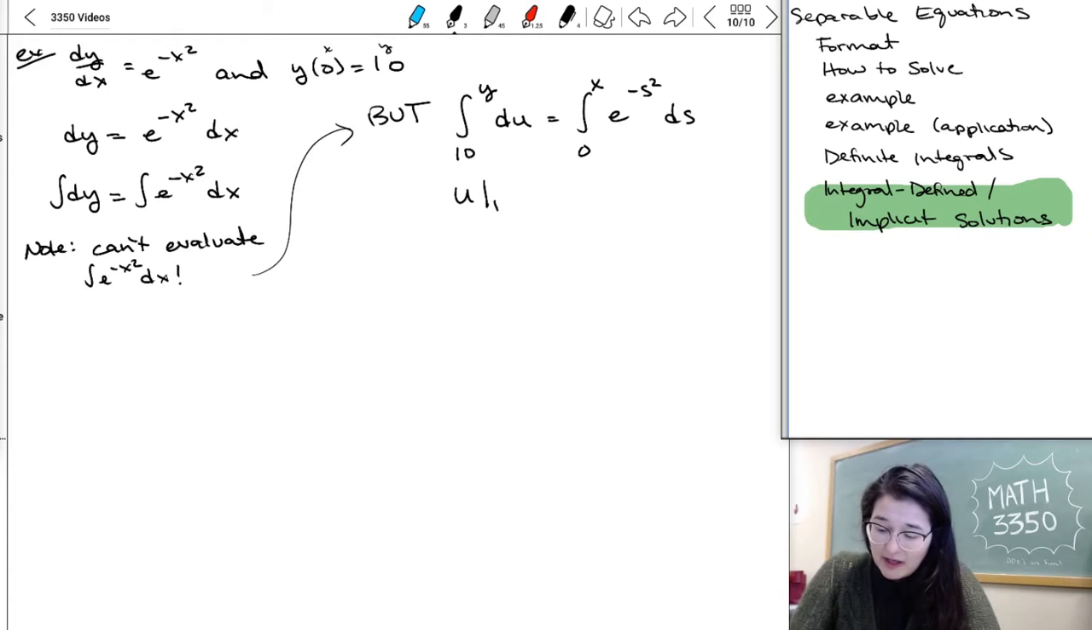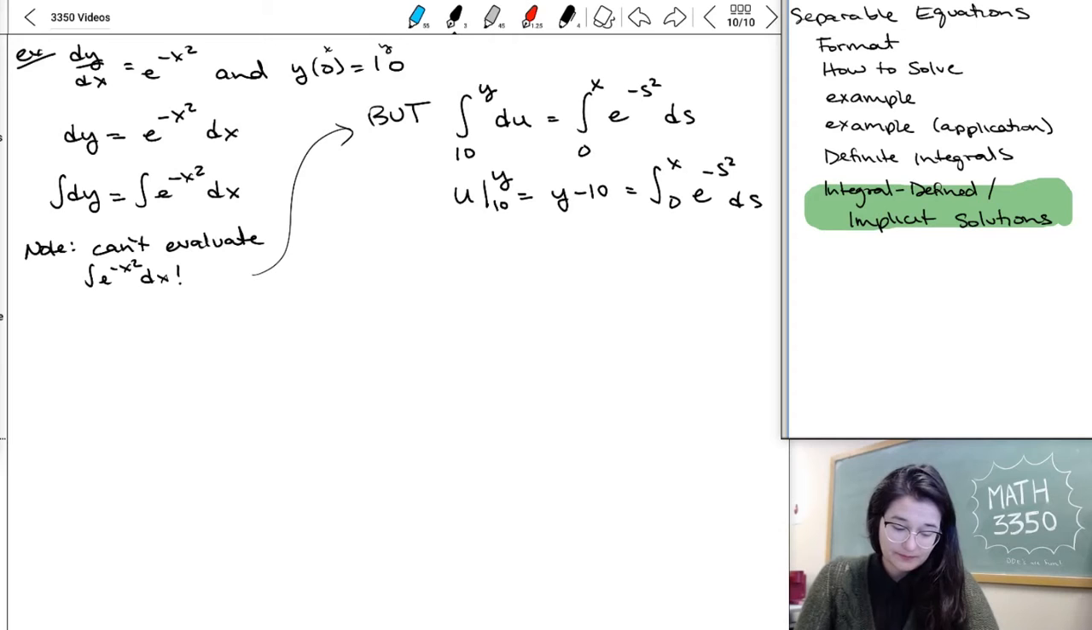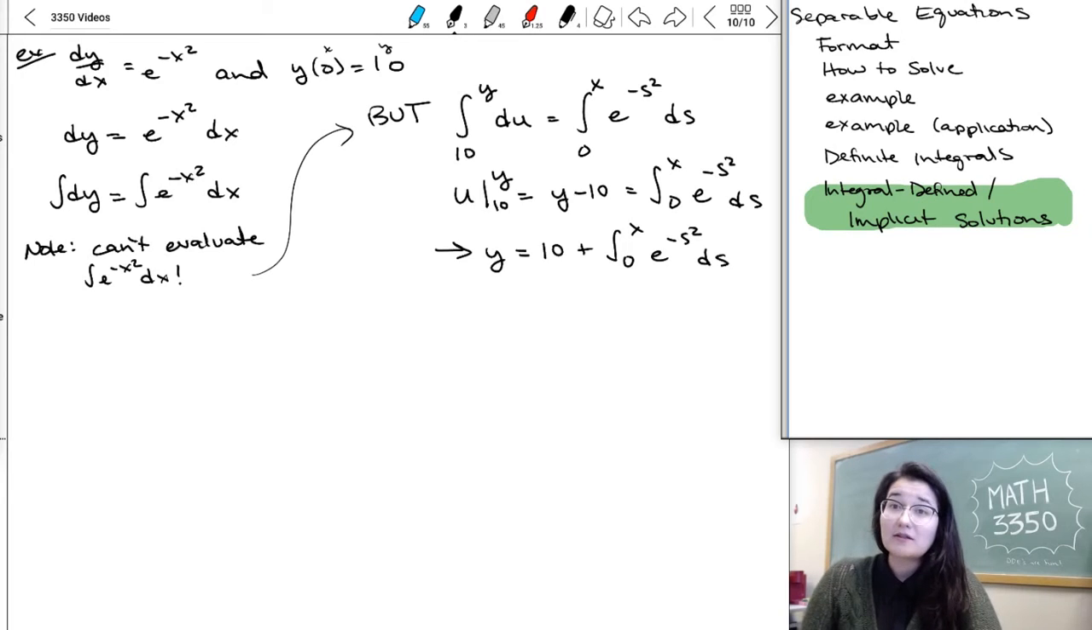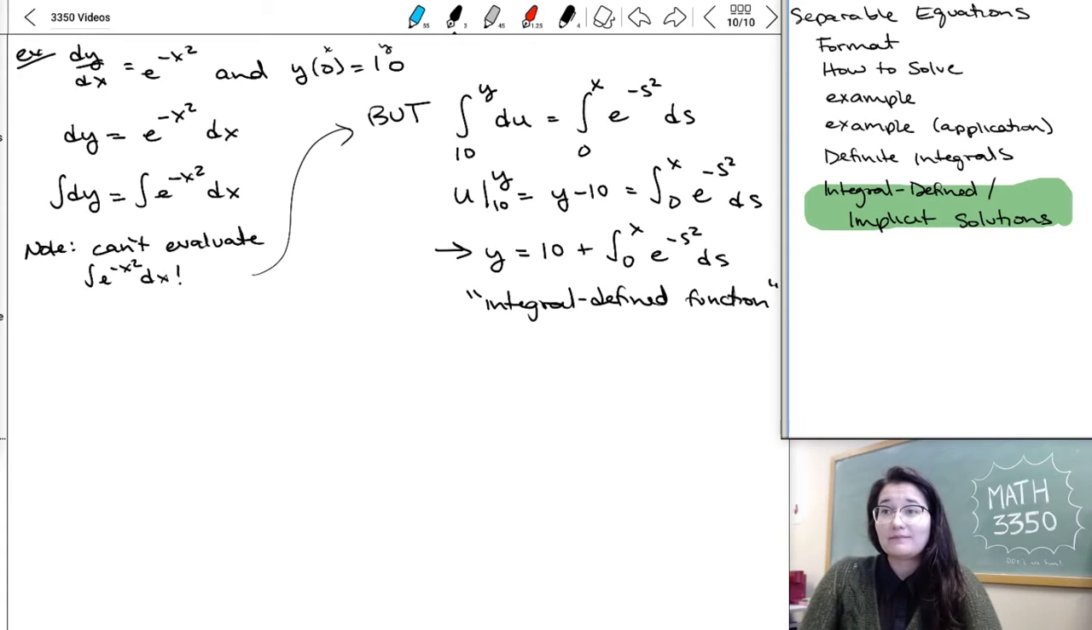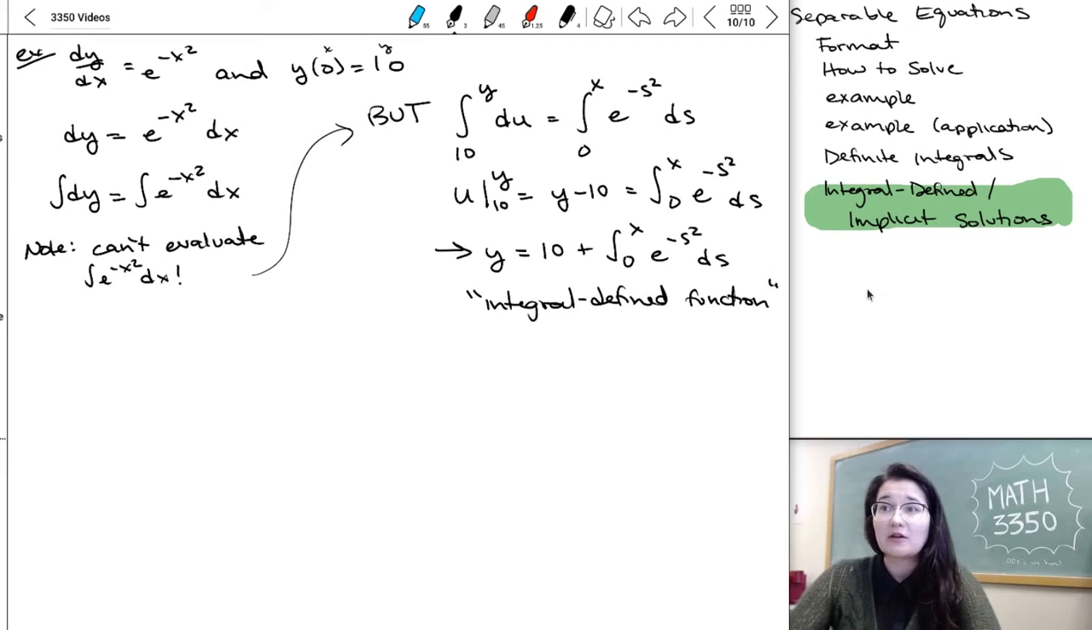And the left one I can't evaluate. u goes from 10 to y. And the right side I can't, but I would at least get y minus 10 is equal to the integral from 0 to x of e to minus s squared ds. So I have some kind of solution. y is equal to 10 plus that integral that I don't quite know what to do with. This is called an integral defined function or solution. It has an integral in it, but it's as close as we could get to the answer without solving that integral.